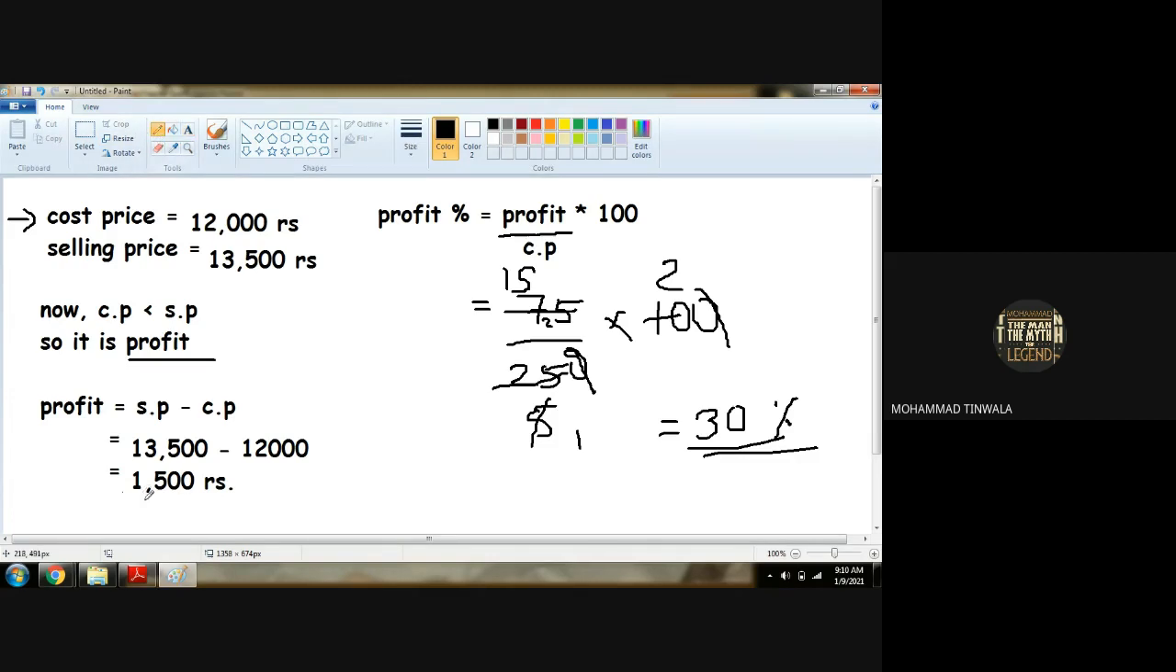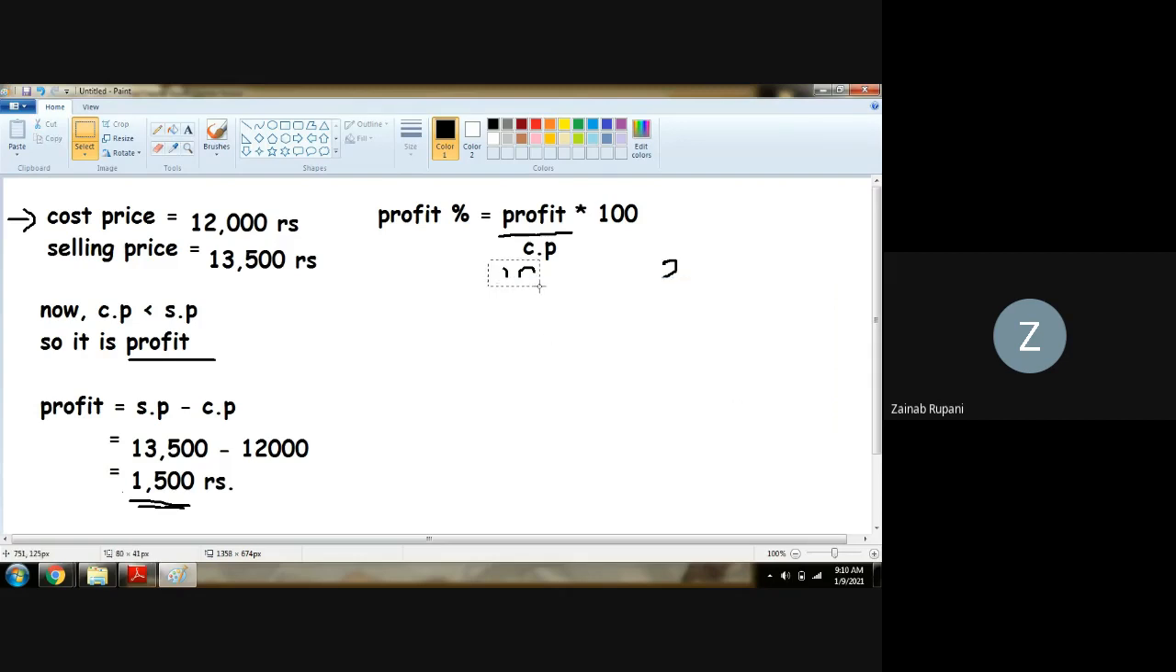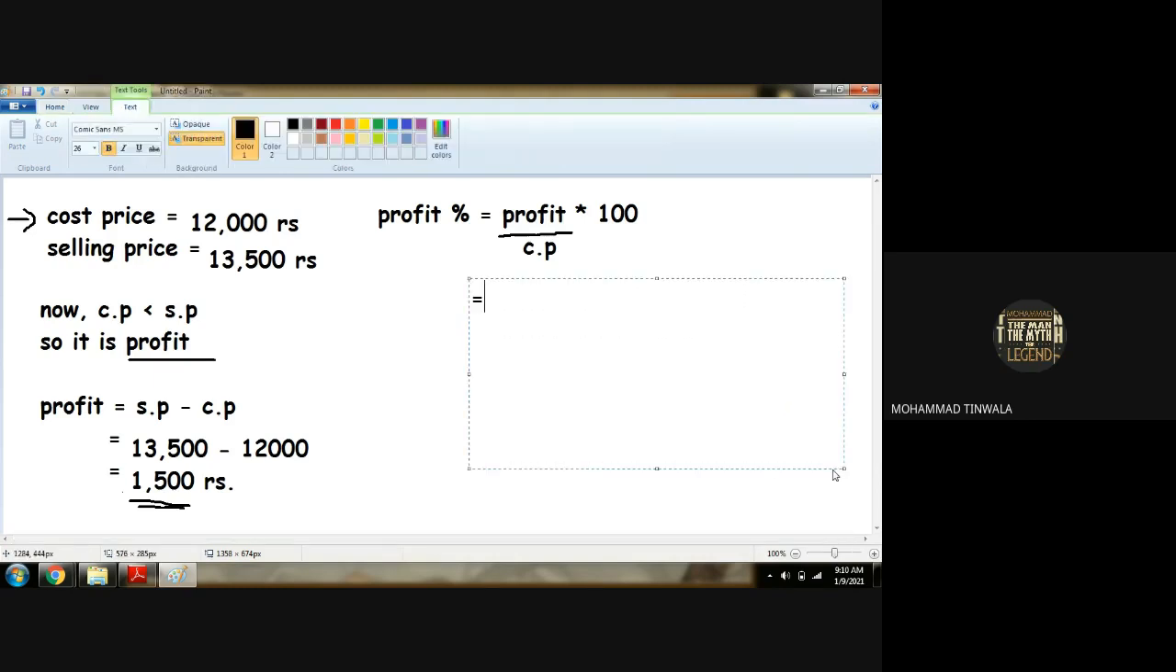Am I right or wrong in this? Right. Okay, great. Now the same formula will be used for profit percentage. Profit percentage is equal to profit upon cost price, multiplied by 100. Profit is 1,500 rupees, upon cost price 12,000 rupees, multiplied by 100.